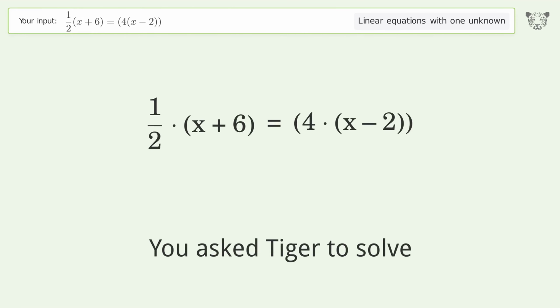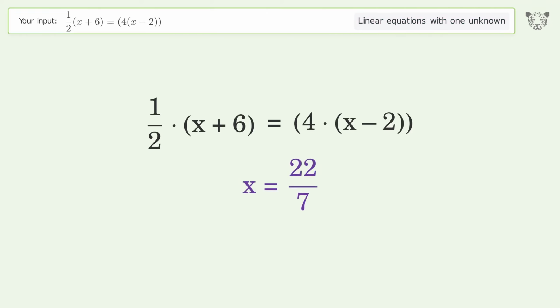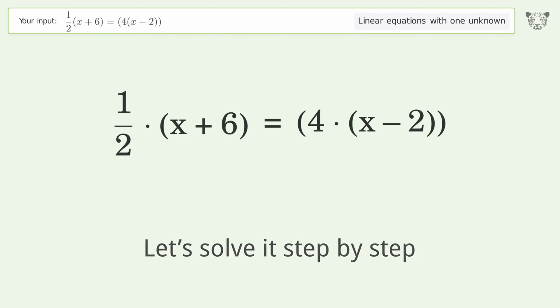You ask Tiger to solve this. This deals with linear equations with one unknown. The final result is x equals 22/7. Let's solve it step by step.